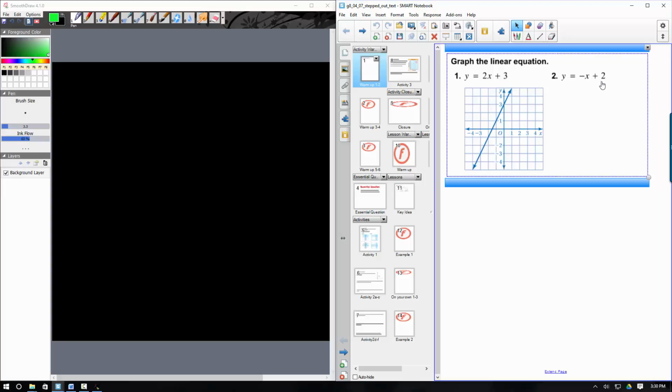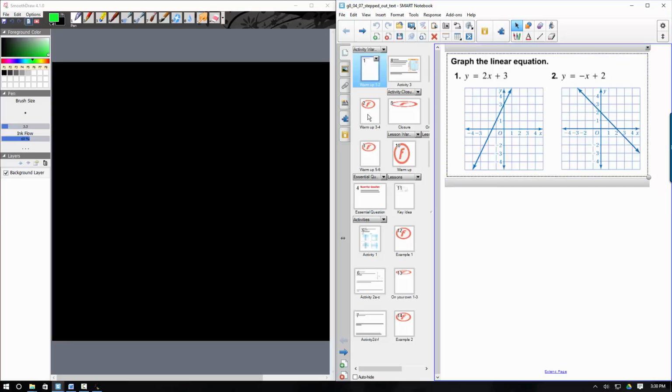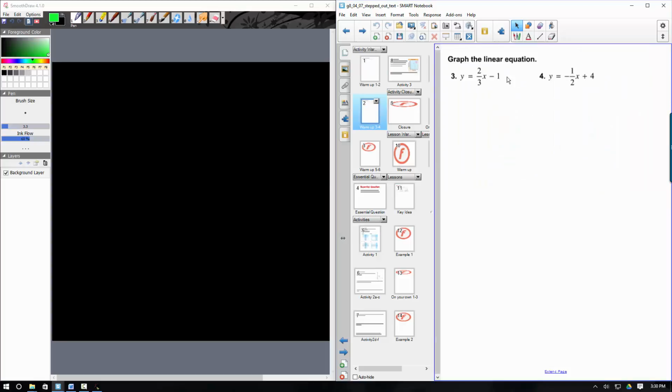This one here, the starting point will be at 0, 2 on the y-axis. And then it'll go down 1 and over 1. So let's look here. I start at 2. I go down 1, over 1, down 1, over 1, down 1, over 1.